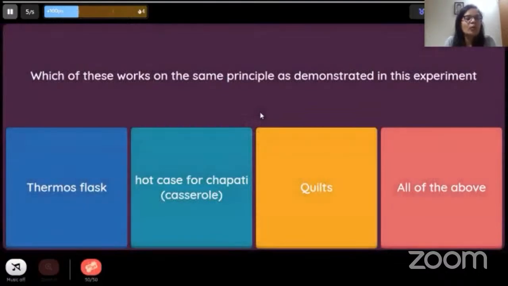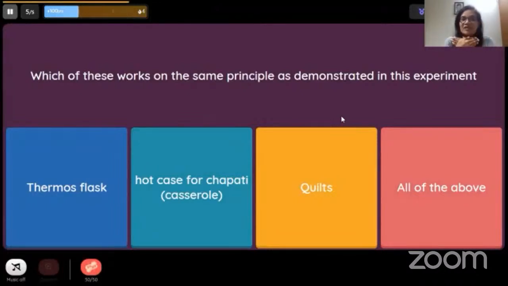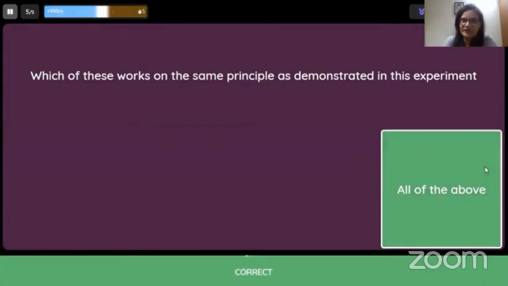Okay, next one. Last question. Which of these works on the same principle as demonstrated in the experiment, that is, blocks heat? Thermos flask? Yes, it keeps the heat inside the flask and keeps the liquid warm. Hot case for chapati, that is carousel, again keeps the chapatis warm inside. Quilts, they are like blankets, they keep us warm during winter. So it is all of the above.